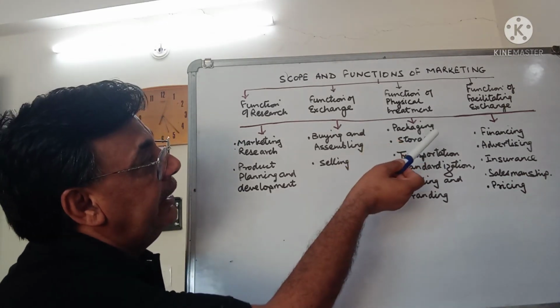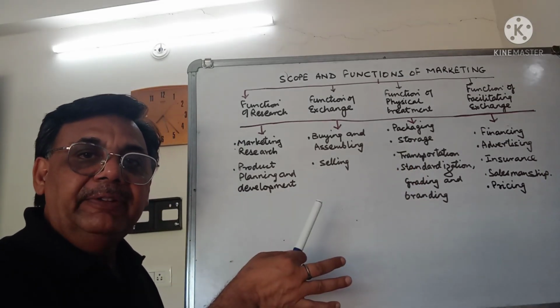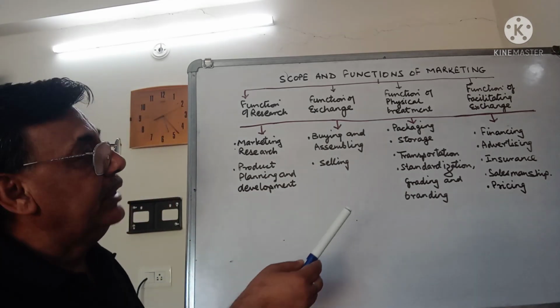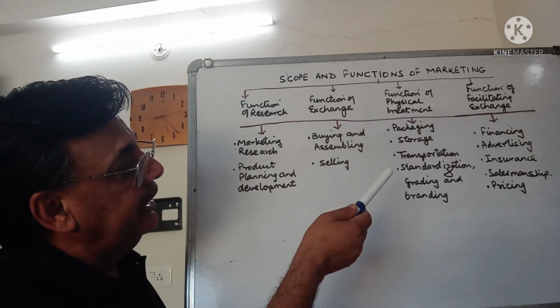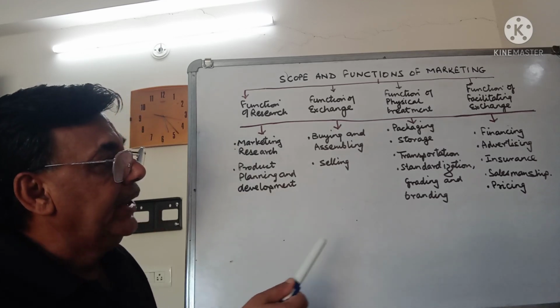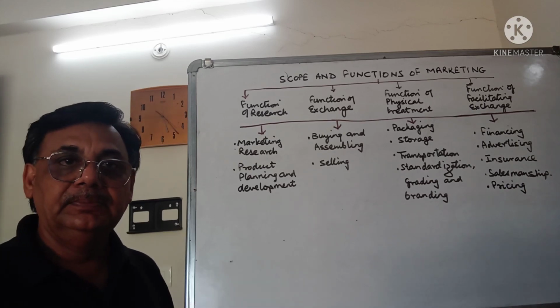And then the fourth function is facilitating. Facilitating means all those activities which help in the movement of the goods or in selling of the products, and that includes financing, advertising, insurance, salesmanship, and pricing. So let's come on to the first function, that is the function of research.